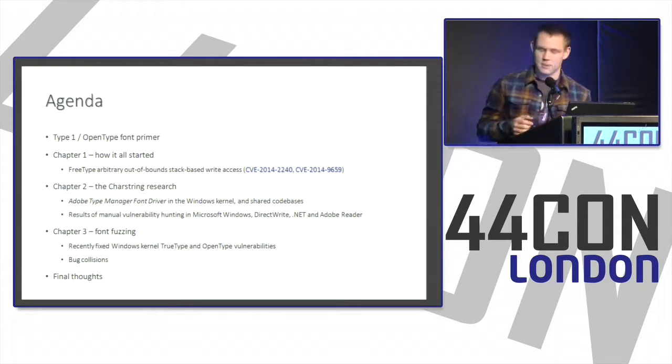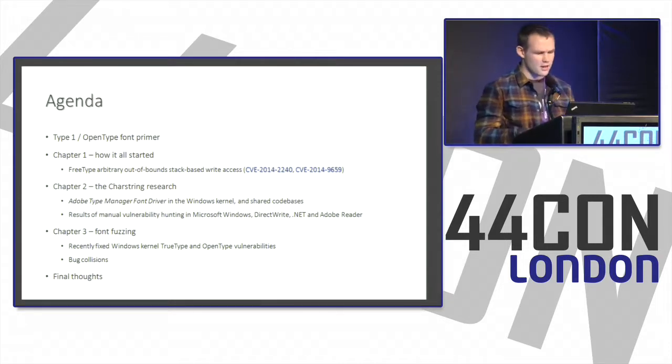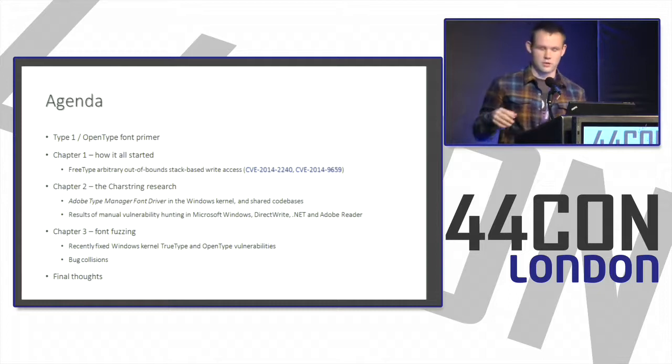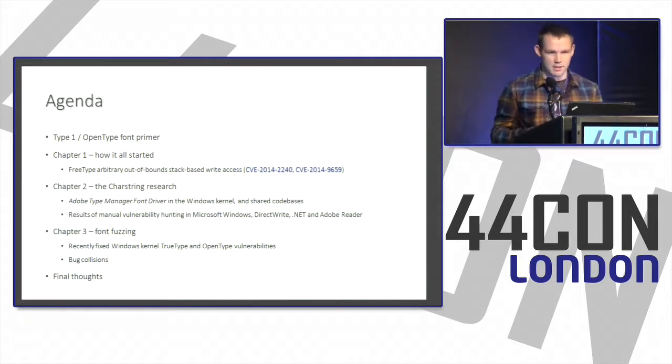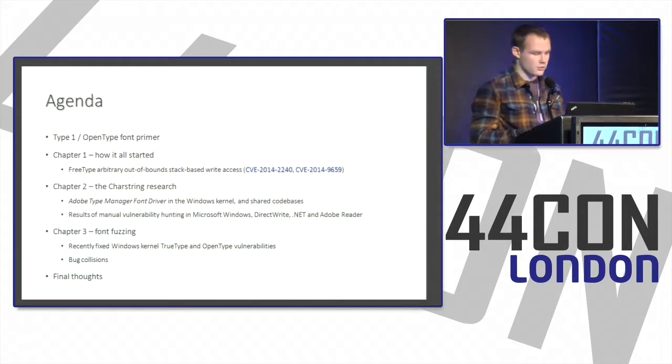First one, how I basically got into looking into font rasterizers on the example of a FreeType vulnerability that I found last year. Then I will talk about the Charstring research, which is basically a research into the security of an OpenType and Type 1 virtual machine or a state machine that is implemented in many places in programs that we use every day.